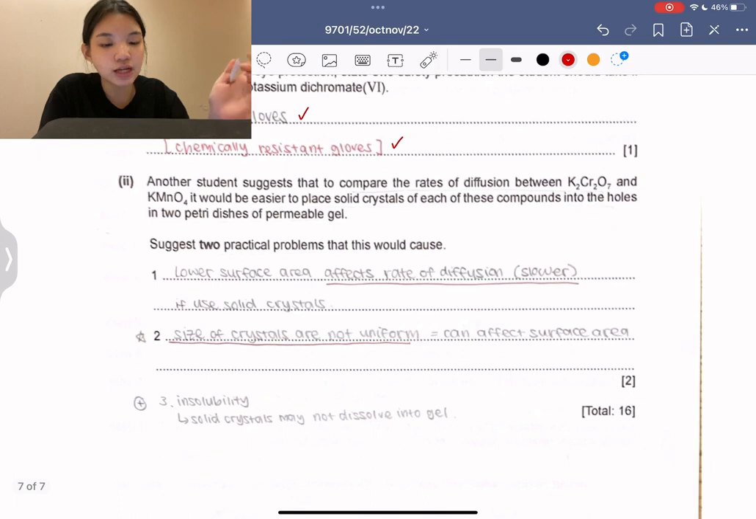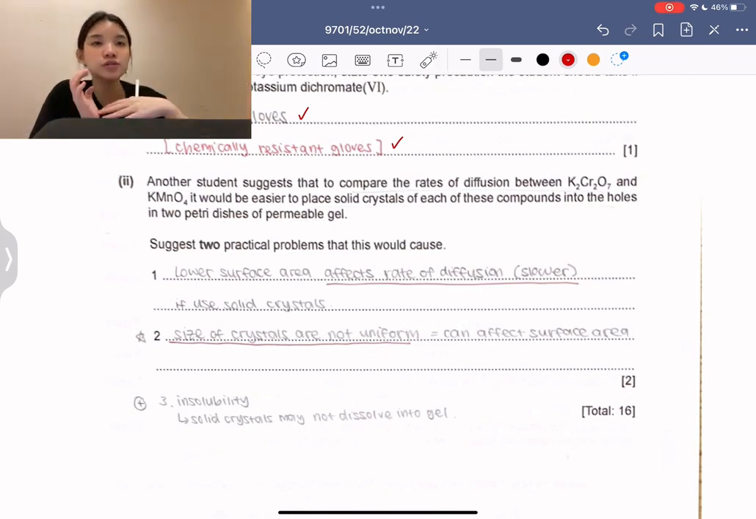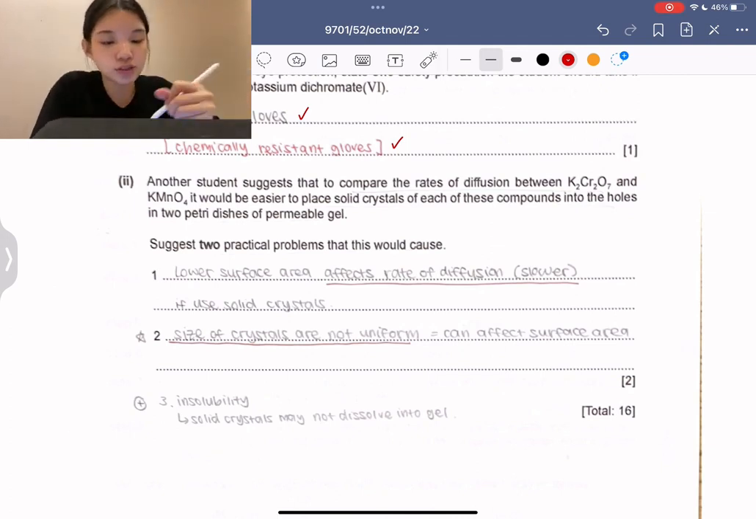Another student suggests that to compare the rate of diffusion of K2Cr2O7 and KMnO4, it would be easier to place solid crystals of each of these compounds into the holes in two Petri dishes of permeable gel. In this experiment, we actually used the aqueous form of K2Cr2O7 and KMnO4, but then the student suggests that we should use solid crystals instead. So solid crystals are obviously going to be more difficult to diffuse into the permeable gel because they're in solid form rather than aqueous.